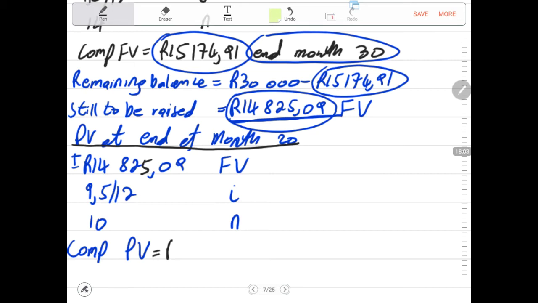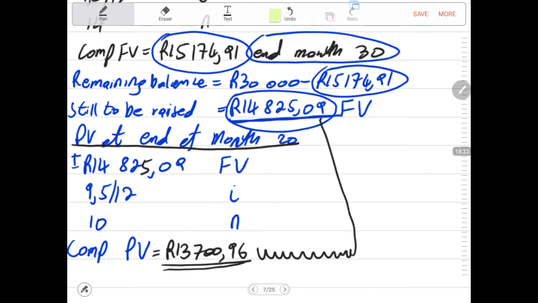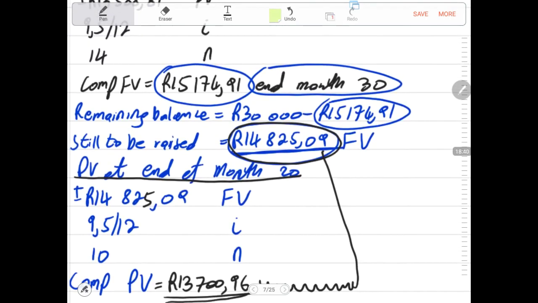So in other words, we are saying 13,796 rand and cents must be invested at the end of month 20, so that it can earn interest every month until month 30. And when it reaches month 30, it will become 14,825. Then I will say, okay, if we have 14,825, we need to add it to the balance that we have.